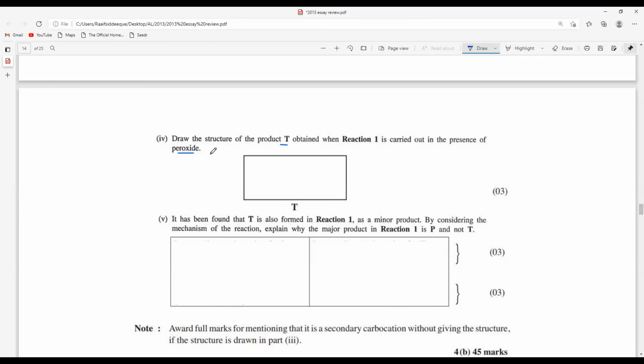Okay, can understand. So the idea is that a secondary carbocation is more stable than a primary carbocation. So that is why this becomes the major product and this becomes the minor product of the reaction, right? But in the presence of peroxide, this product becomes the major product, because in the presence of the peroxide, the reaction happens in a different way, right?